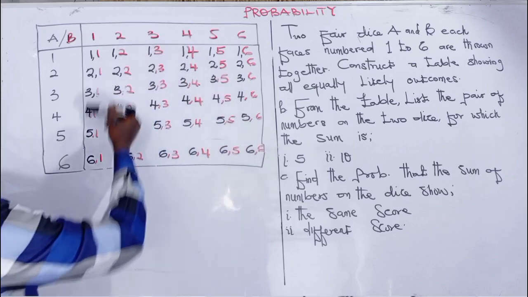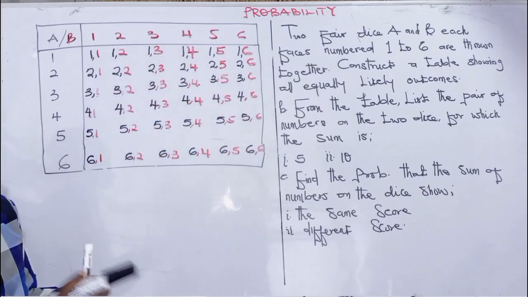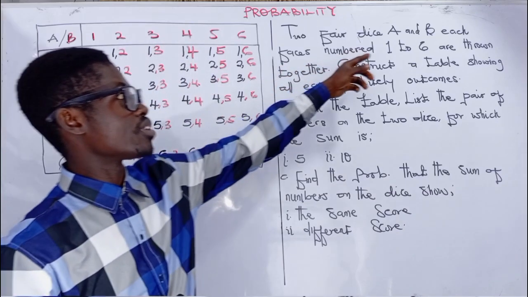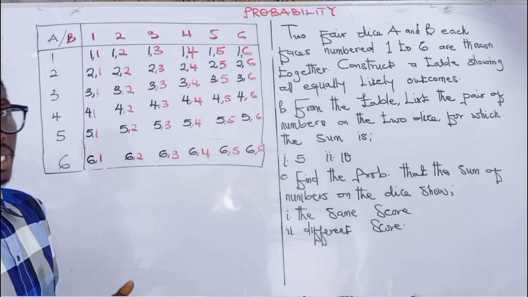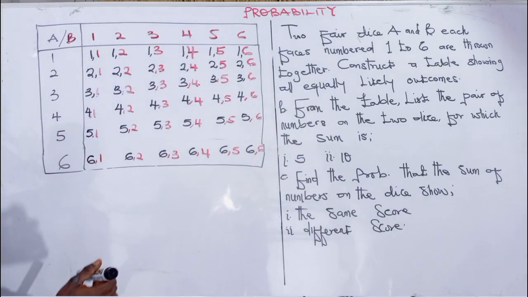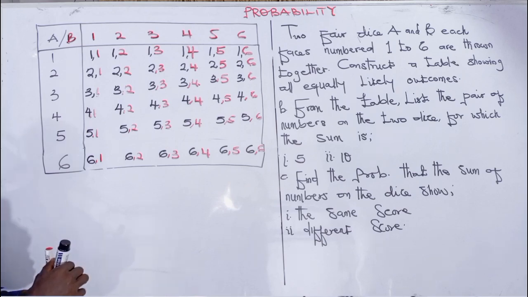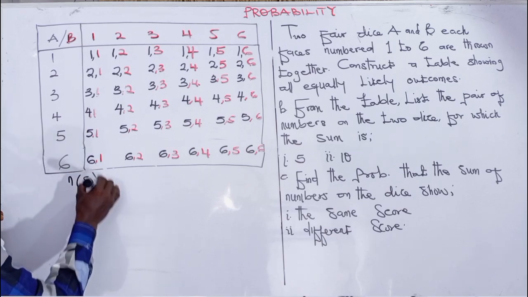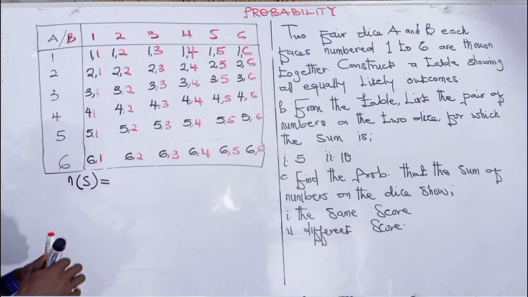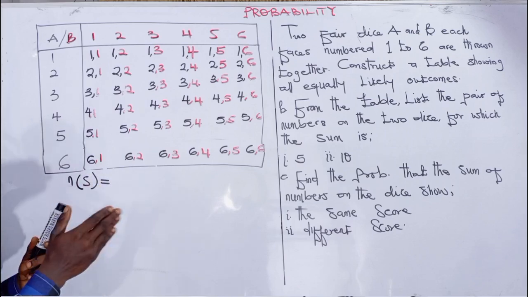All these outcomes in this array become the set of possible outcomes when two fair dice are tossed together. Once we are done with this, we move on to the number of outcomes in the sample space. So we have a number of outcomes in the sample space. So with this, we are going to count the outcomes one after the other.